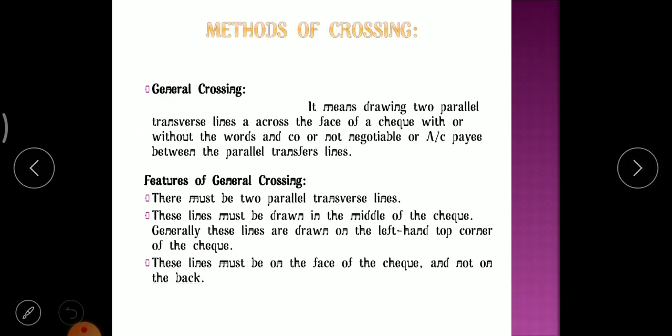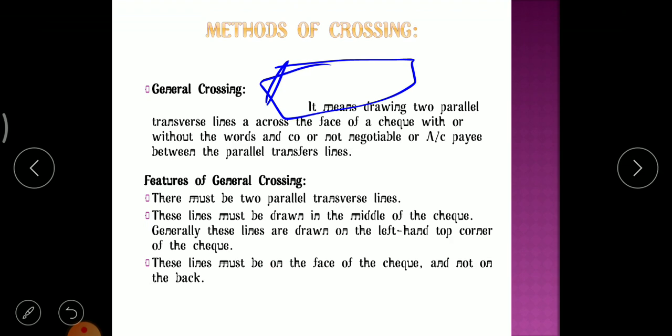So, for example, this is a check. The two parallel transverse lines will be on the top left-hand corner. In between these two parallel lines they will write either '& Co.', 'account payee', or 'not negotiable', or it will be blank. So it is called a general crossing. What is a general crossing? General crossing means drawing two parallel transverse lines across the face of the check with or without words such as 'and co', 'not negotiable' or 'account payee' between the parallel transverse lines. Clear?